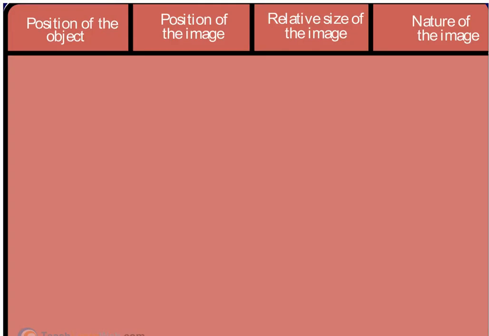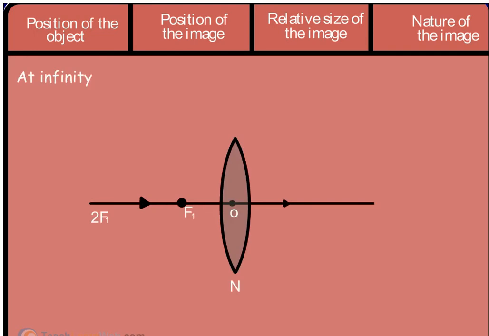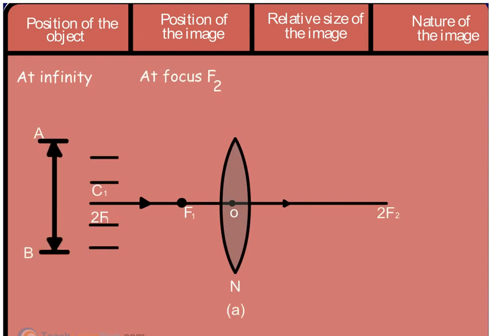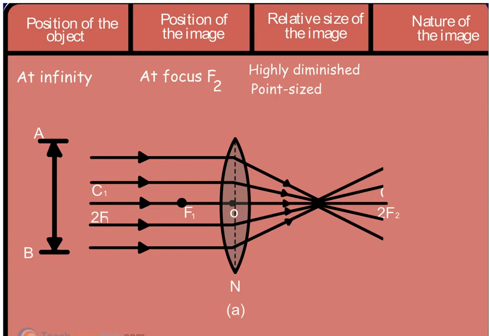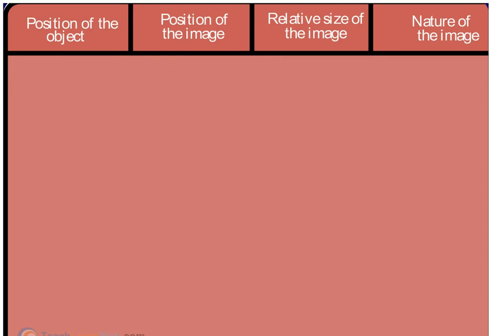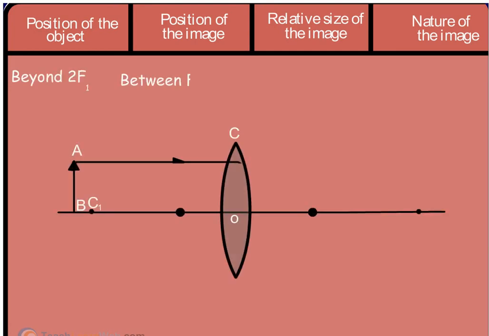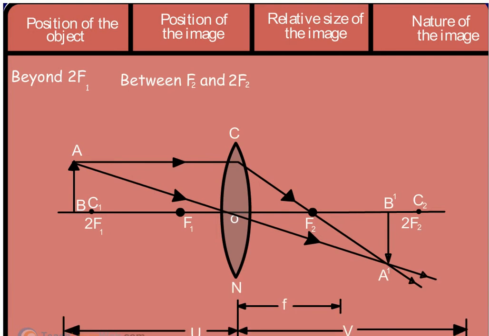Images formed by convex lens. If the position of the object is at infinity, the position of the image is at focus f2. The relative size of the image is highly diminished and point-sized. Nature of the image is real and inverted. If the position of the object is beyond 2f1, the position of the image is between f2 and 2f2. The relative size of the image is diminished and the nature of the image is real and inverted.